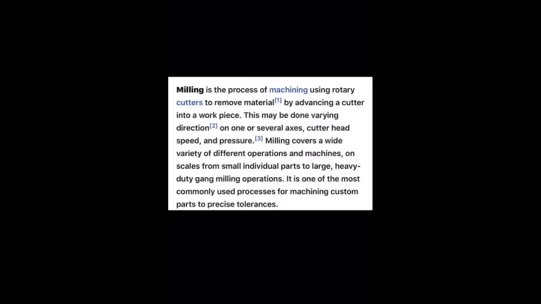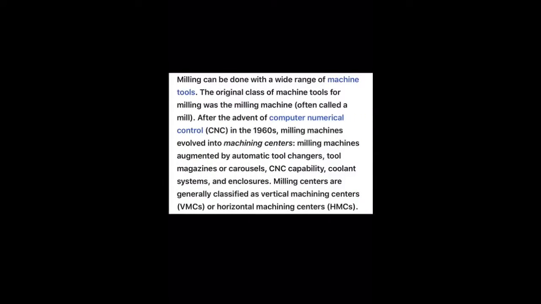Milling covers a wide variety of different operations and machines, on scales from small individual parts to large, heavy duty gang milling operations. It is the most commonly used process for machining custom parts to precise tolerance. Milling can be done with a wide range of machine tools. The original class of machine tool for milling was the milling machine.